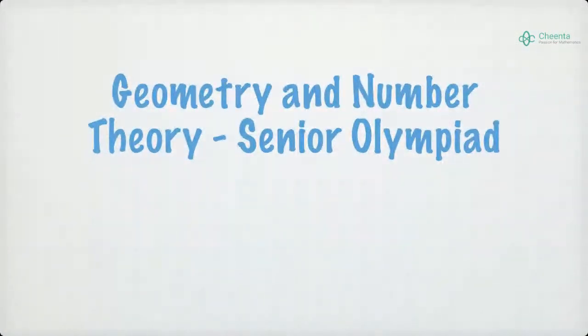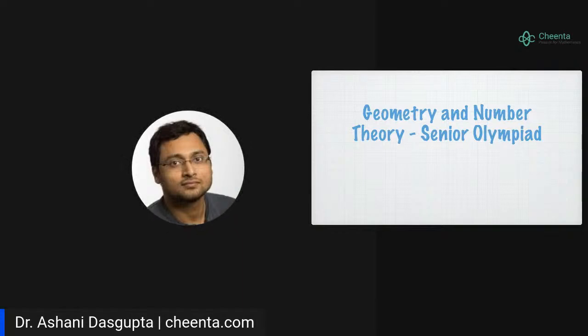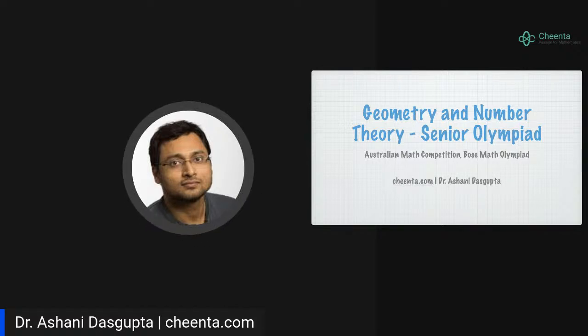Thank you. We are here today to talk about the geometry and number theory part of the senior Olympiad. This is both for the Bose Mathematics Olympiad and the Australian Math Competition. This event is hosted by Cheenta.com, and my name is Ashani Dasgupta. I'm one of the faculty at Cheenta. There is a set of supplemental materials available for this seminar in our Google Classroom. If you don't know how to join it, I will help you at the end of this session and give you the links.